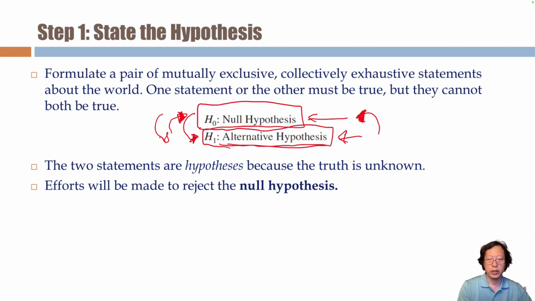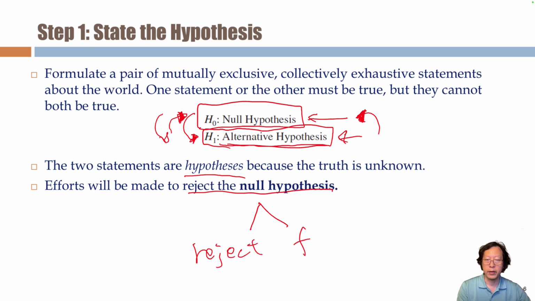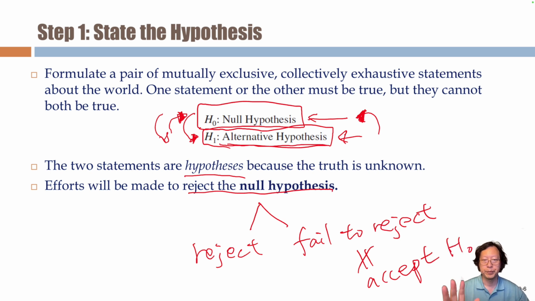So these two statements we call the hypotheses because the truth is unknown, so we don't know which one is correct. And the effort will be made to reject the null hypothesis. So we collect evidence trying to reject the null hypothesis, but the result will be either reject or fail to reject. And this is not the same as accept. Okay.